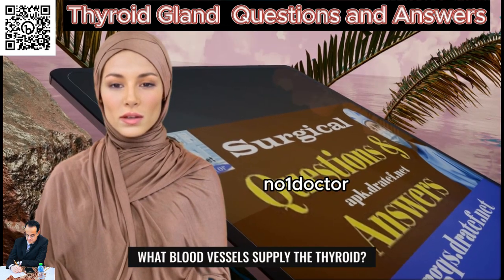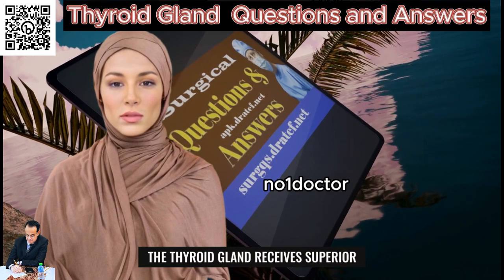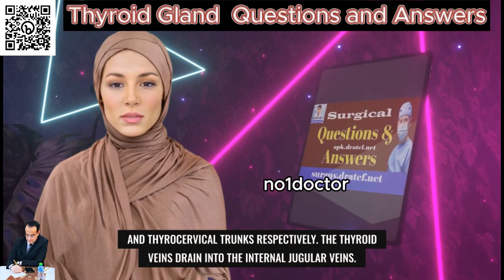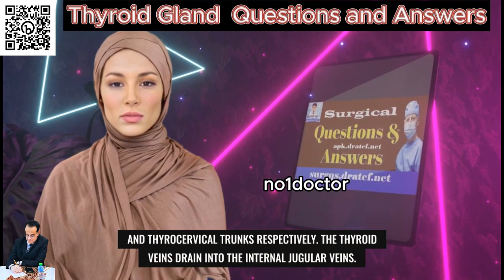What blood vessels supply the thyroid? The thyroid gland receives superior and inferior thyroid arterial branches off the external carotid and thyrocervical trunks respectively. The thyroid veins drain into the internal jugular veins.